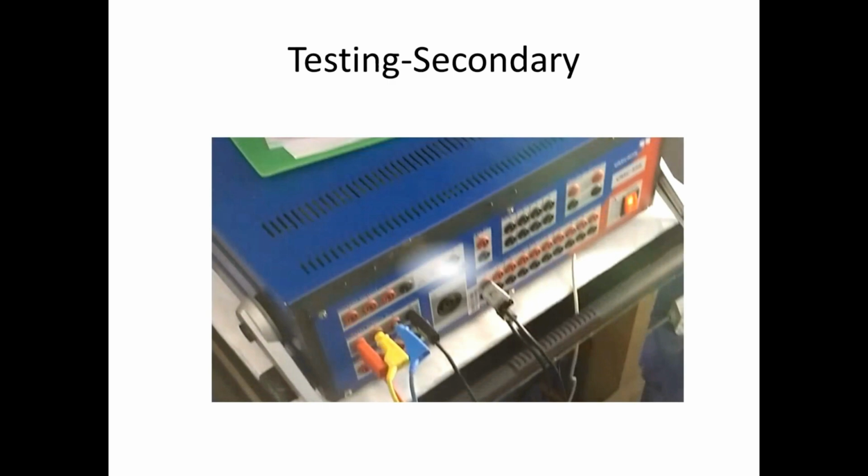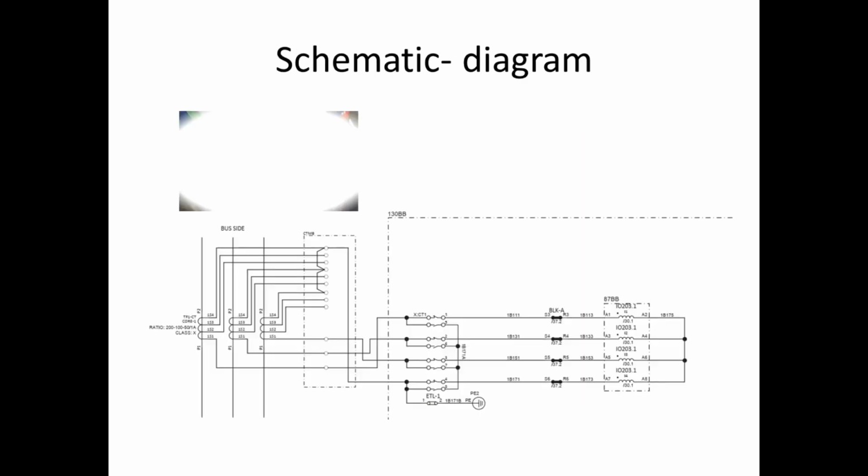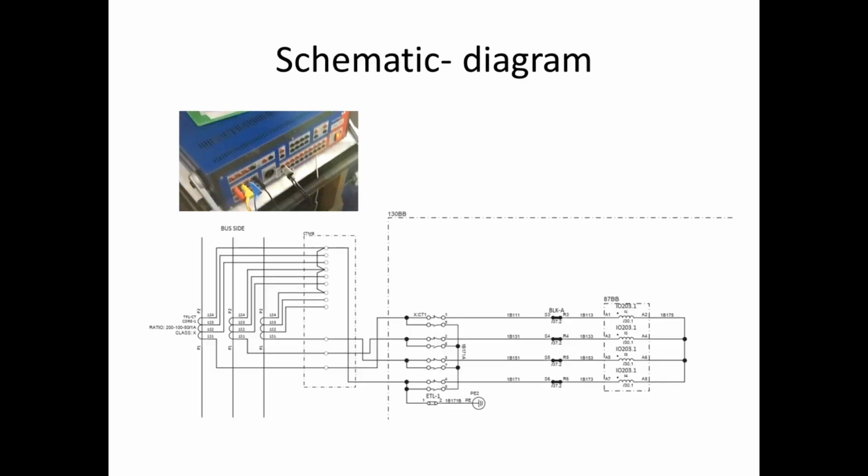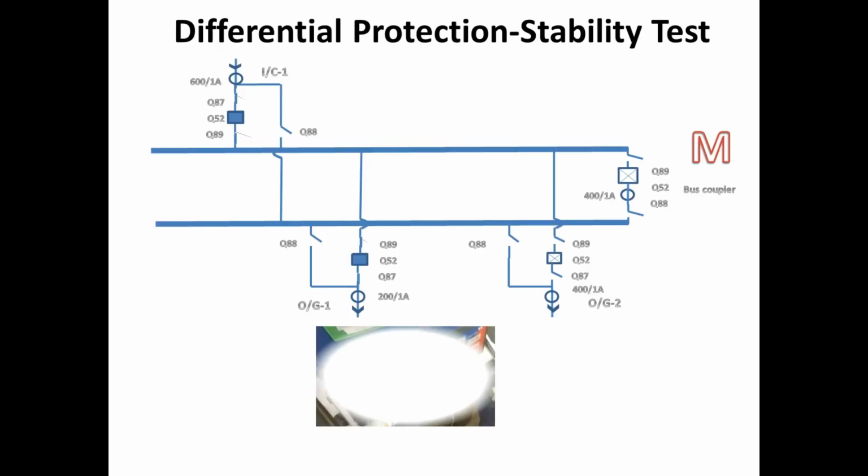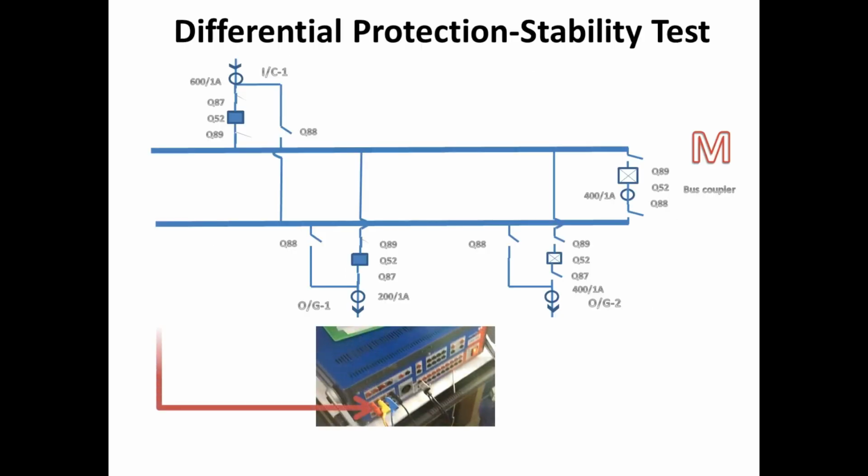Now we go for secondary testing. This is a schematic diagram. In this, all CT short links have to be removed, and from the kit we have to connect over here, and we should take the tripping feedback from the relay and connect it over the binary input. Now we go for stability. In stability we connect two sets of current cables.